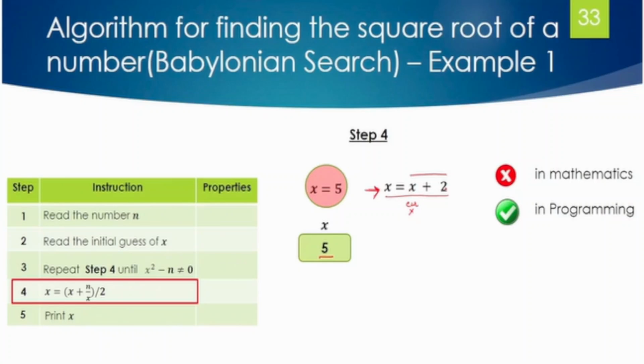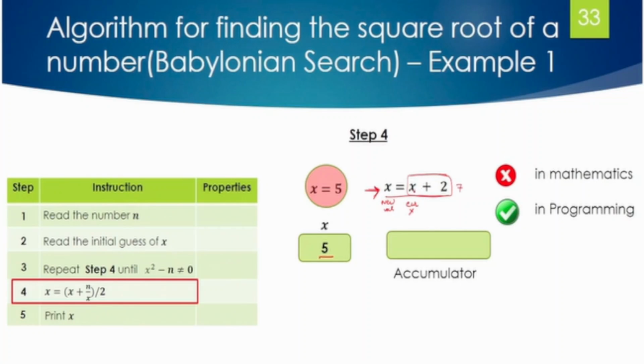So 5 plus 2 equals 7. Now this 7 will go and be assigned to x, which is the new value of x, right? So this right hand side will be executed first. Where will it be executed? There is a separate register or memory location which is known as the accumulator. So in this accumulator, this right hand side will be executed first.